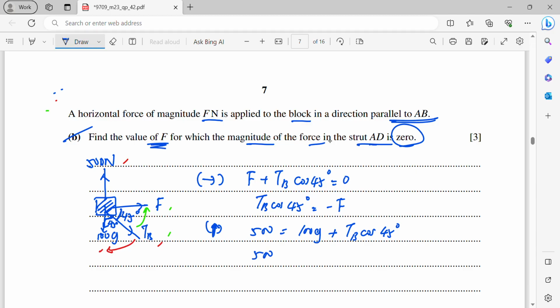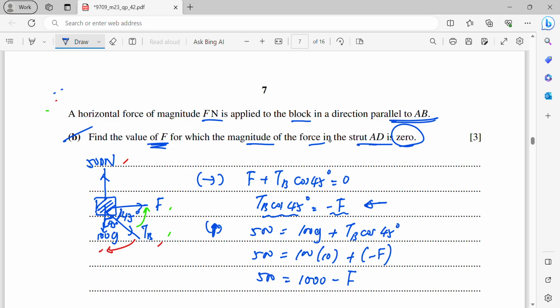Now, we need to find F, but we know that the F is actually TB cos 45. So from here, I will just replace. So probably I will just get 100 times 10 plus, okay, so now my TB cos 45 degrees is going to be minus F, because we need to find F. So I will write minus F. So now you will be getting 500 equals 1000 minus F.